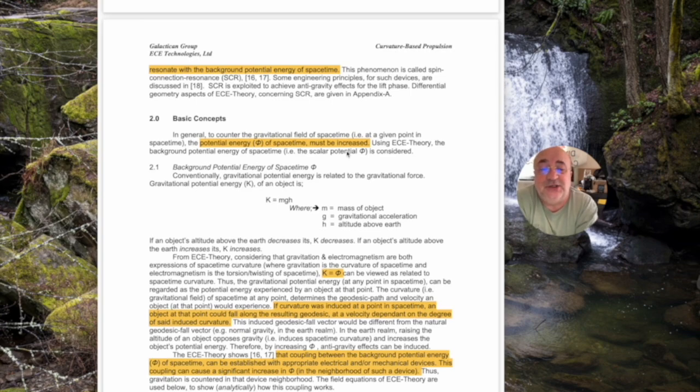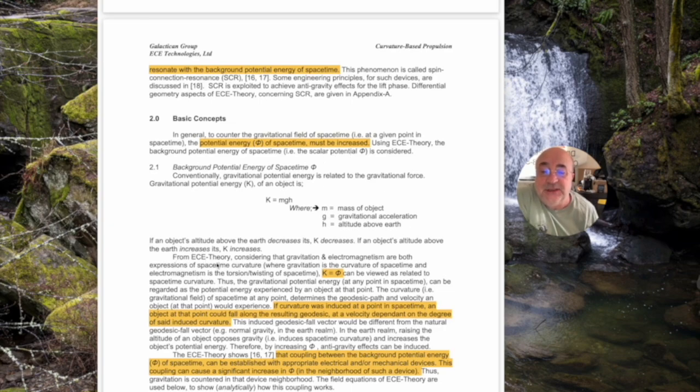Conventionally, gravitational potential energy is related to the gravitational force. The gravitational potential energy, he defines as K, of an object is mgh, which is essentially saying if I lift my calculator up off the table, I now have this much potential energy, where m is the mass, g is the gravitation of the Earth, 9.8 meters per second squared, and my height is about half a meter. It's not anything new. He's just talking about gravitational potential energy.